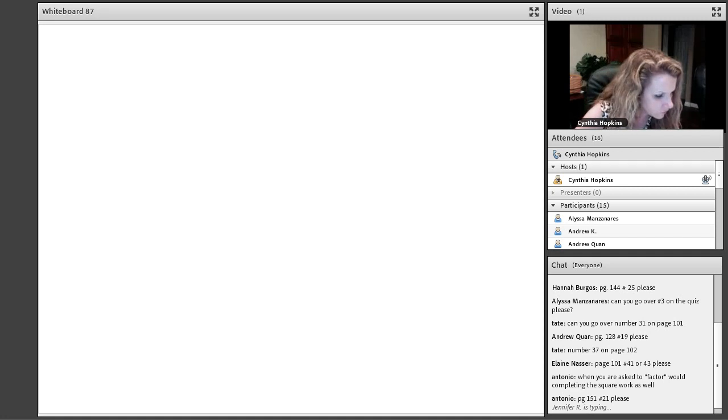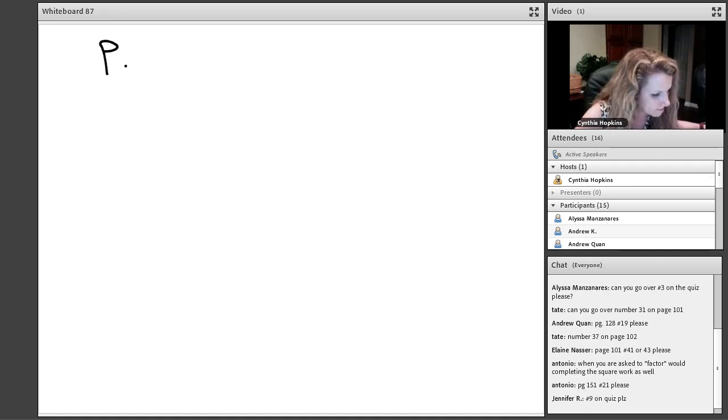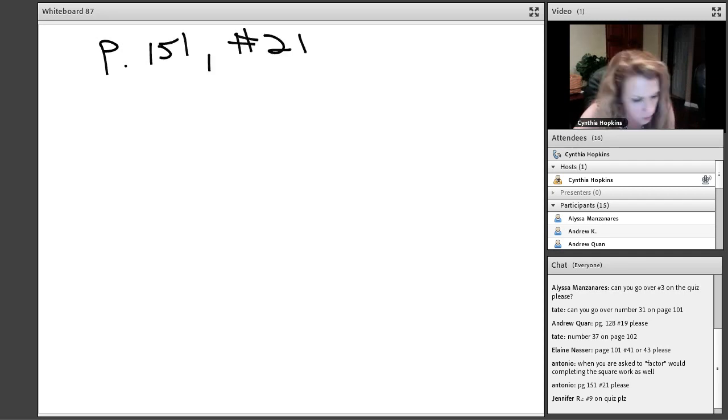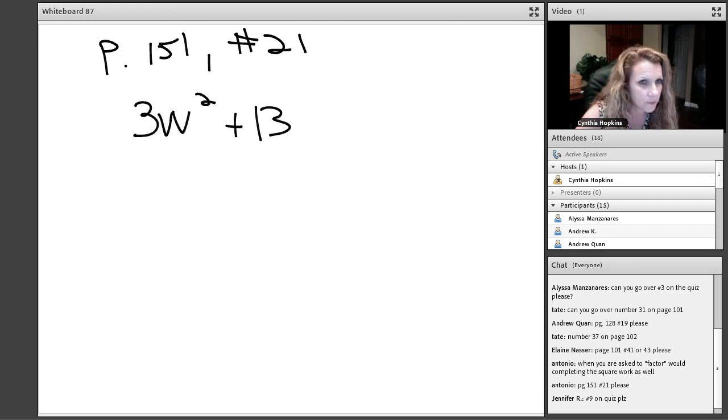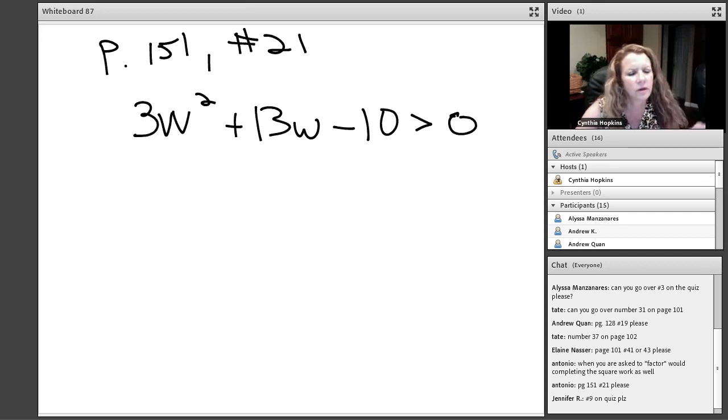All right, 151. This is from section 2.7 and number 21. So this says 3w squared plus 13w minus 10 is greater than 0. These are considered non-linear inequalities.